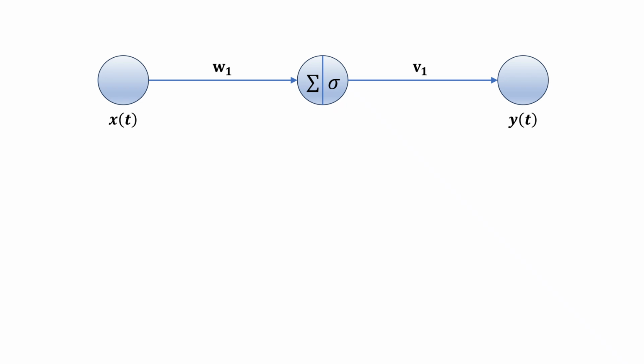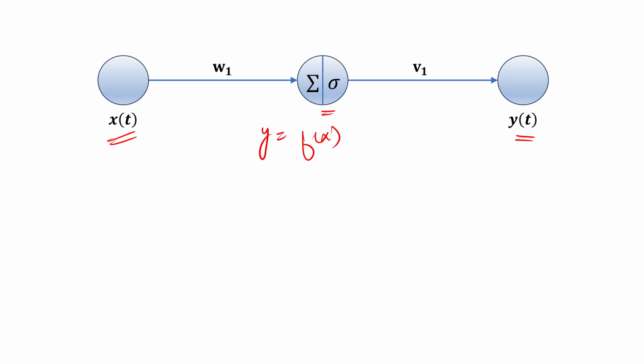Let us suppose we have a function y is equal to f of x, and our goal is to approximate this function using a neural network. What you see here is the simplest possible setup. You see one input, one output, and one neuron.